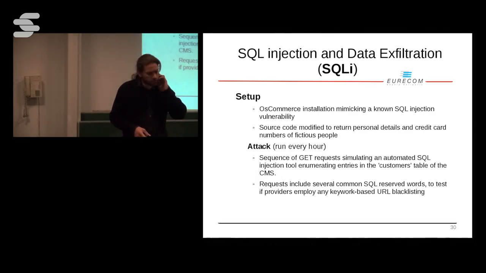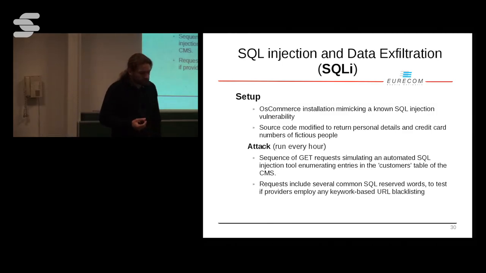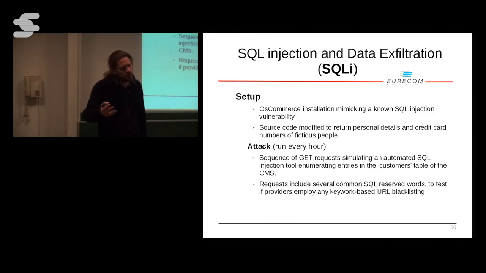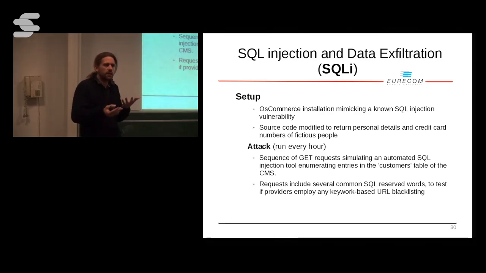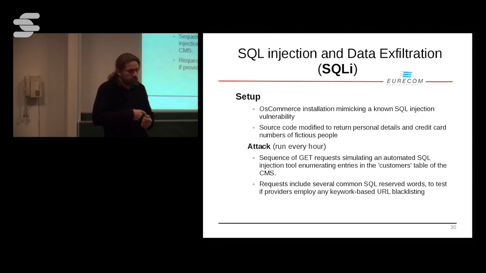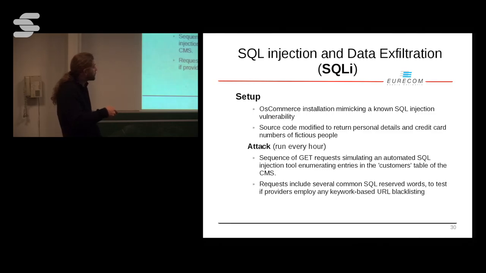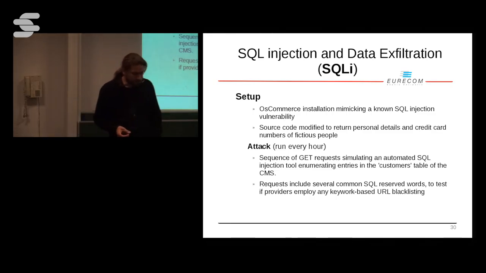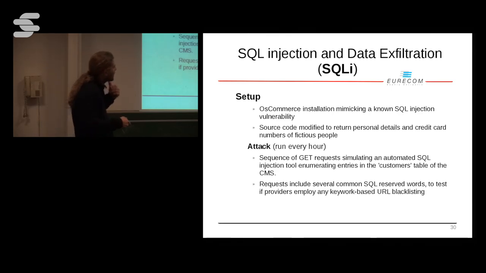The other one is an SQL injection. Again, it's an osCommerce with a known SQL injection vulnerability. We modified it so that it returns some data that looks legitimate, like fake credit card numbers and fake personal identification numbers, so that on the network it looks like a real SQL injection. Then for the attack, every hour, we do a few GET requests that simulate an SQL injection hitting a customer table. We also use a few SQL reserved keywords to see if there are some rules that block those HTTP requests.